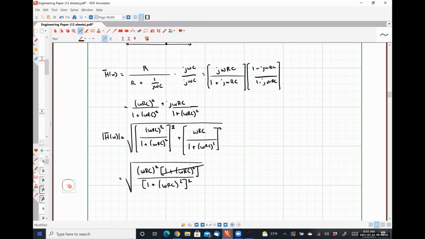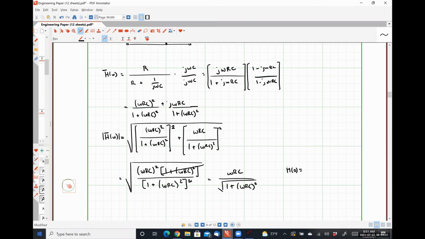And so this portion of the numerator cancels out one of the powers of the denominator, leaving me with omega RC divided by the square root of 1 plus omega RC quantity squared. So we can do the same thing.